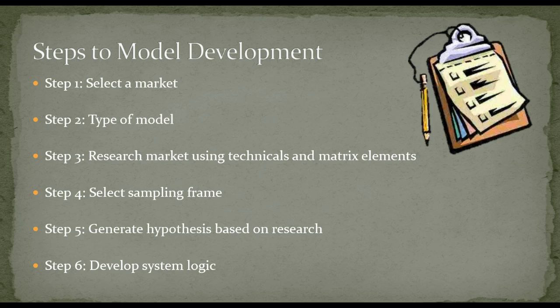Step 3, research using the research toolbox. Use of technical indicators to select patterns and generate matrix elements. That's all done within our research toolbox, and we'll go through exactly how to do that, and hopefully you won't get overwhelmed by that. Step 4 is selecting the sampling frame.